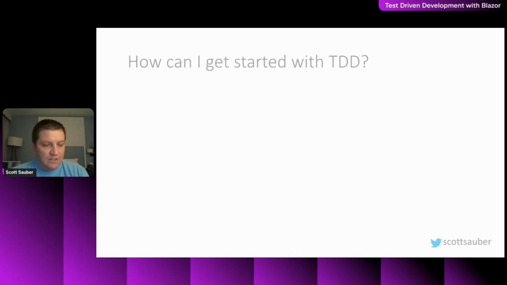So that was a quick tour around automated testing in general, as well as TDD, and how you apply TDD to Blazor. I get a lot of people saying, how can I get started with TDD? Like, I don't use TDD today. How can I get started?